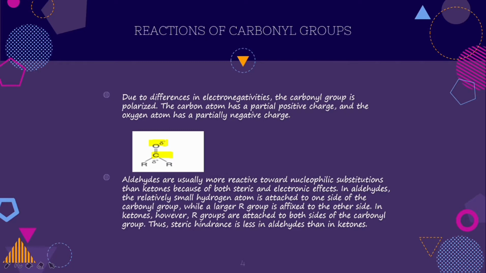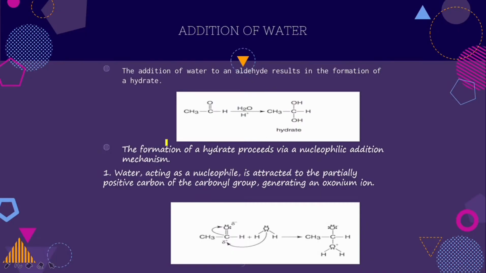Electronically, aldehydes have only one R group to supply electrons toward the partially positive carbonyl carbon, while ketones have two electron-supplying groups attached to the carbonyl carbon. The greater the amount of electrons being supplied to the carbonyl carbon, the less the partial positive charge on this atom, and the weaker it will become as an electrophile.